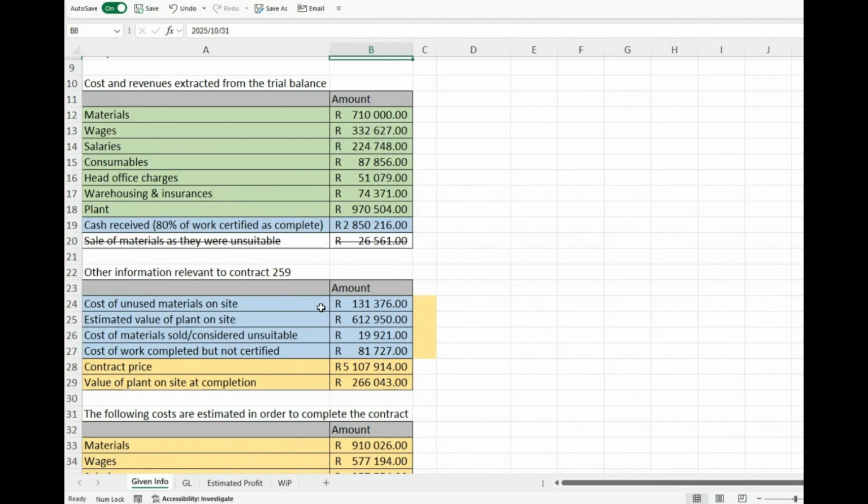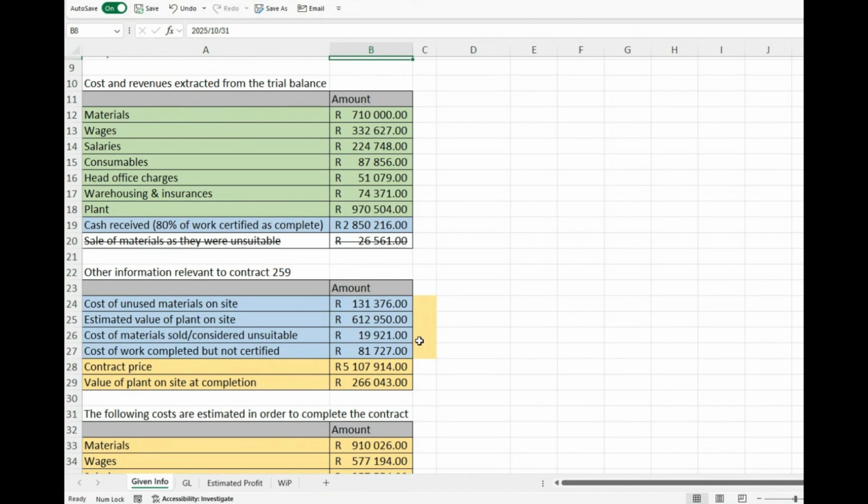Now, what you need to understand, that material cost that's mentioned there and the cost of the unused materials here is at cost price. This company is not in the business of buying and selling building materials. It just uses it in the normal course of operation. So the fact that it was sold for 26,561, while its cost price was only 19,921, just means that on this sale, we found we couldn't use it. And so we decided to sell it.